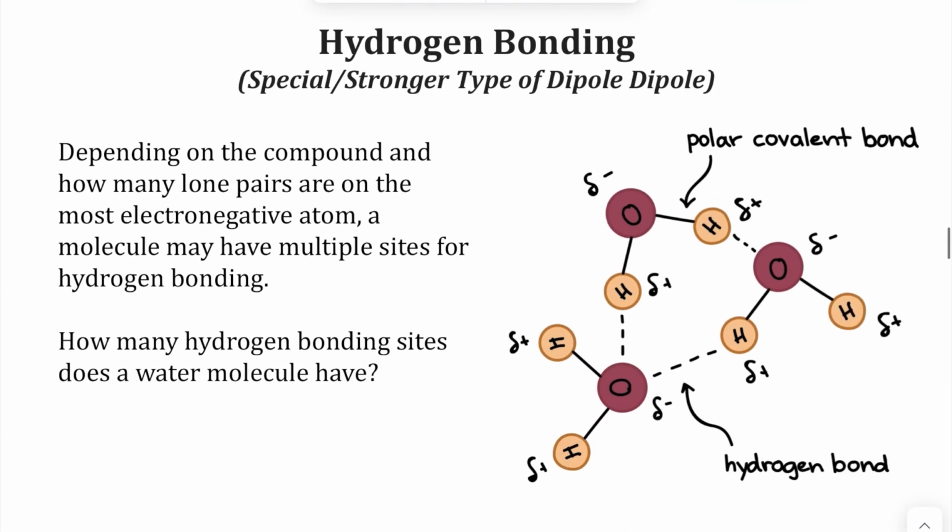And so depending on the compound and how many lone pairs are on the most electronegative atom, a molecule may have multiple sites for hydrogen bonding. And so again, we have an H2O because each of those oxygens has a lone pair. That means that there are two sites for hydrogen bonding on each of those oxygens.